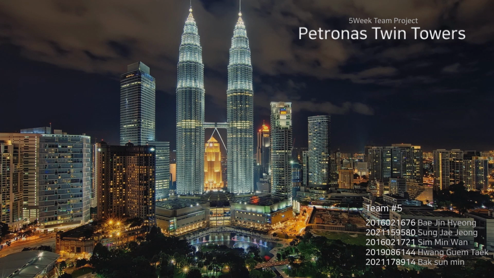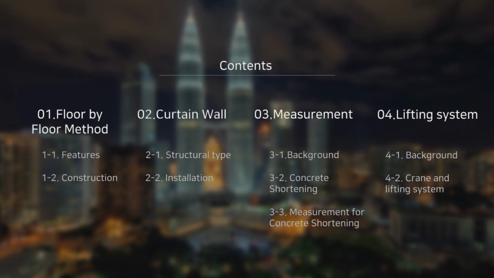Last week, we talked about safety and the elevator plan of the building. Today, we are going to look at verticality control of the Petronas Twin Towers. Then, let's get to know what the flow-by-flow method is.